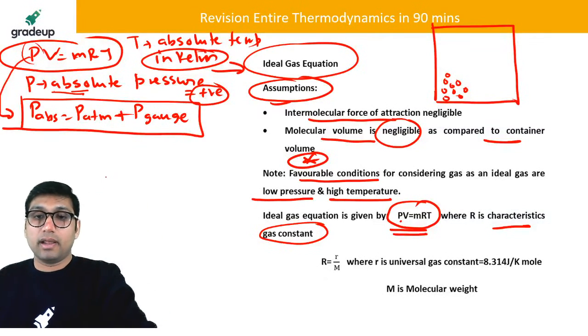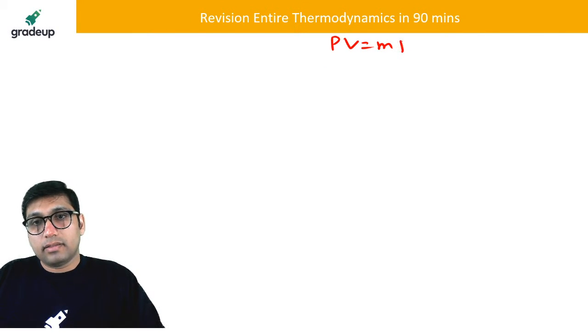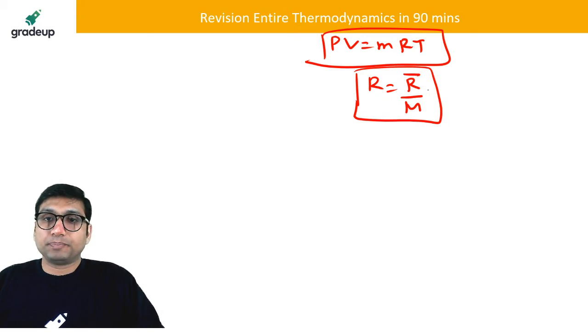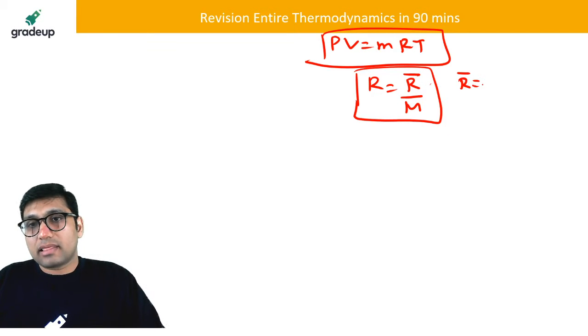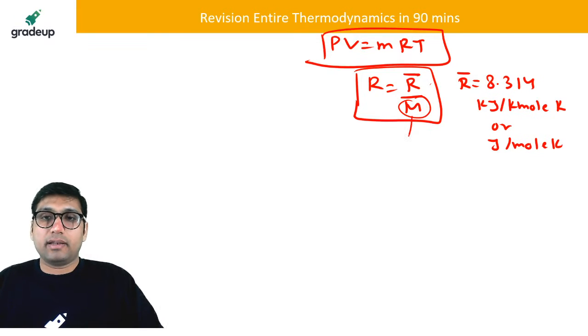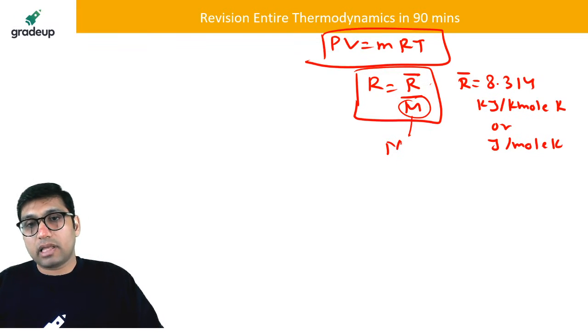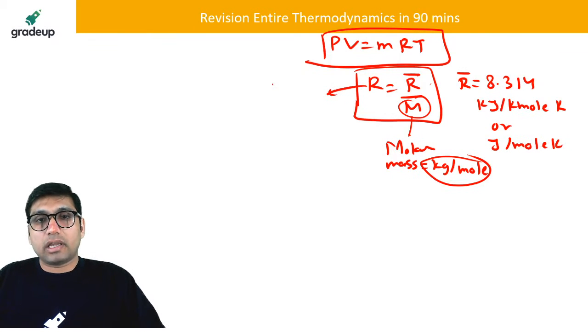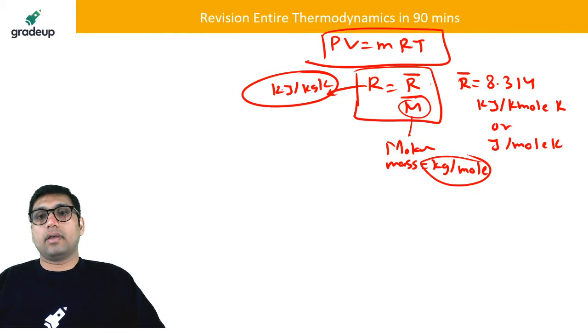Now this gas constant R is equal to the universal gas constant divided by the molecular mass. My dear students, this universal gas constant has a value of 8.314 kilojoule per kilomole Kelvin, or joule per mole Kelvin. And M is the molecular weight, or molar mass, whose unit is kilogram per mole. So the unit of the gas constant is kilojoule per kg Kelvin.